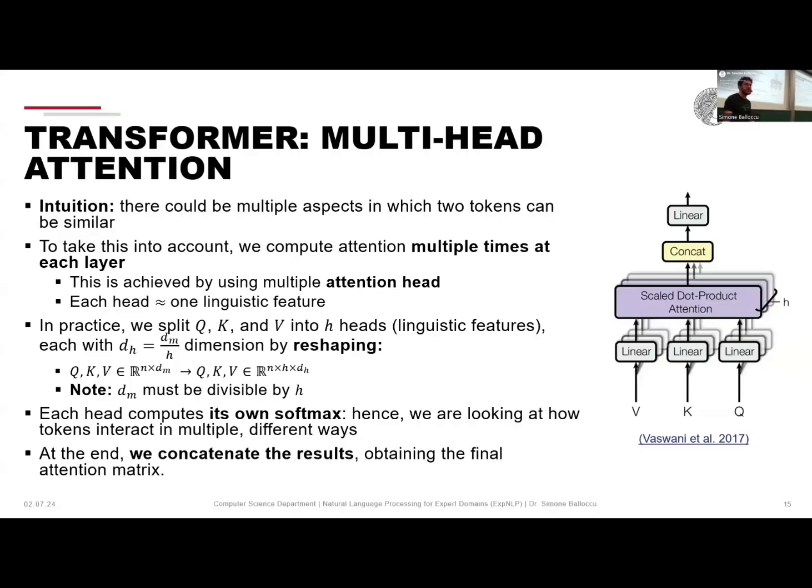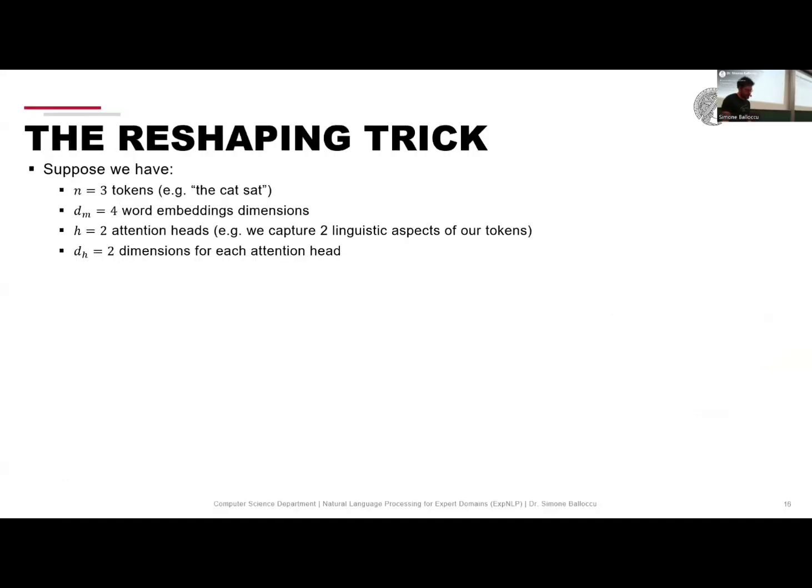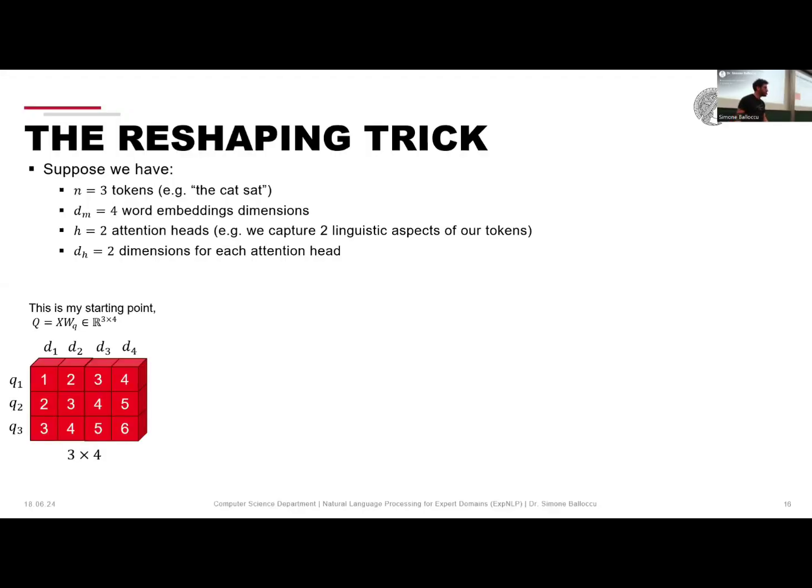So I'm going to show you an example, very high level. Let's say we have three tokens, our usual data set. Each vector has 4 dimensions, very small, but good for this example. We have 2 attention heads, so we capture 2 linguistic aspects for each pair of tokens, and we have 2 dimensions per attention head. We start from this, which is our query: every vector, Q1, Q2, and Q3, has 4 dimensions.